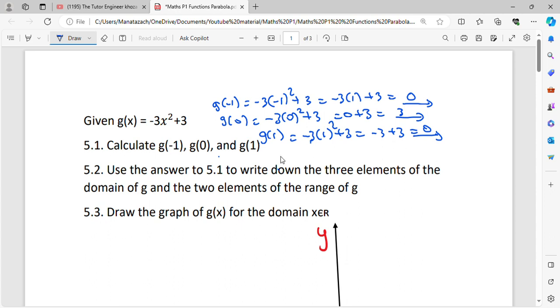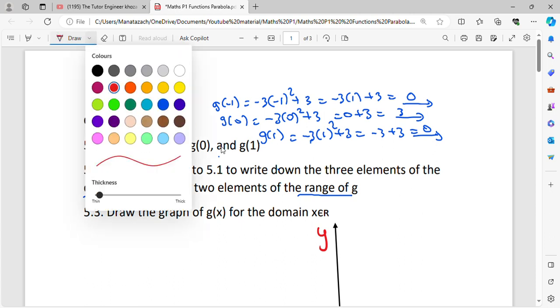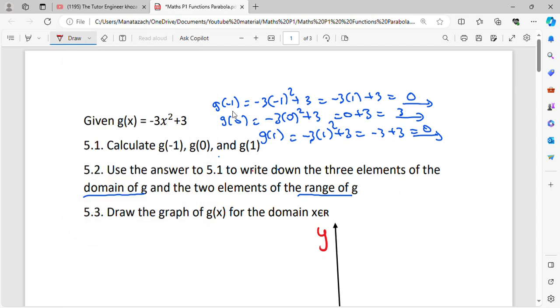Now the second question is use the answer to 5.1 to write down the 3 elements of the domain of G and the 2 elements of the range of G. So the domain are the x values and the range is the y values. So we'll use the first question to answer question 2. So the x values is minus 1, 0, and 1. So we'll write those 3 elements as the domain.